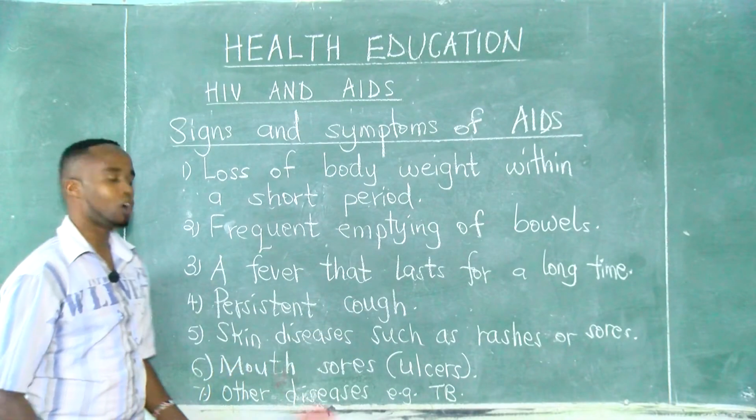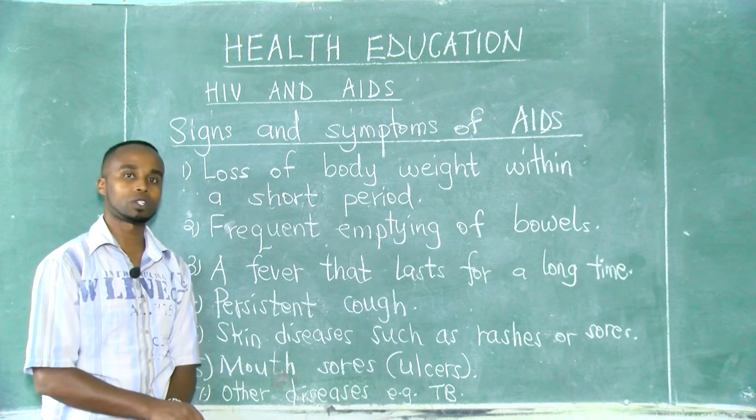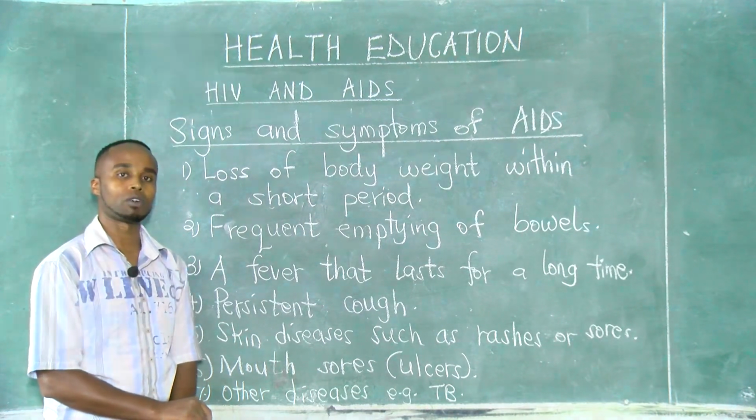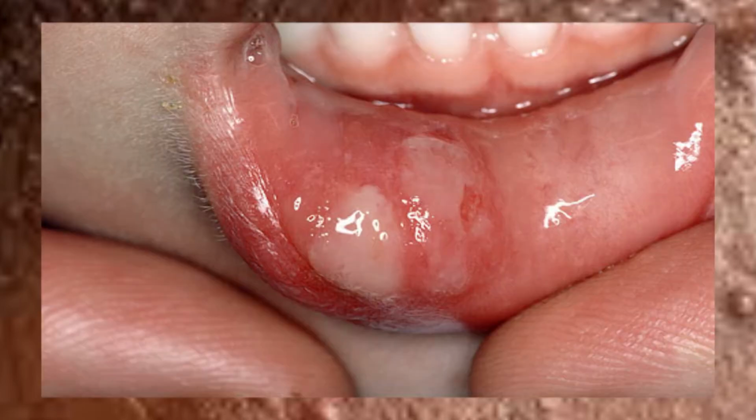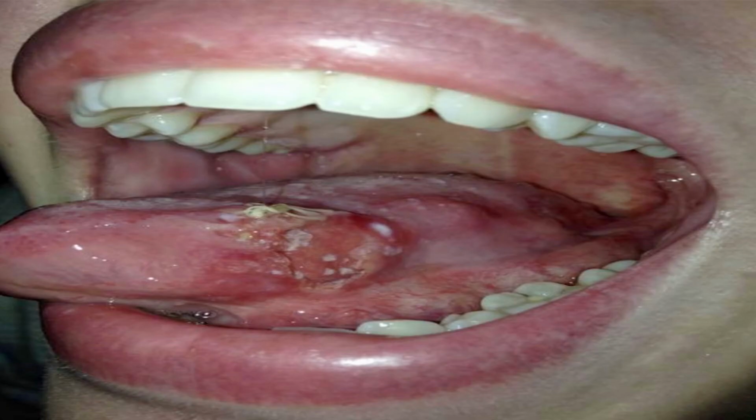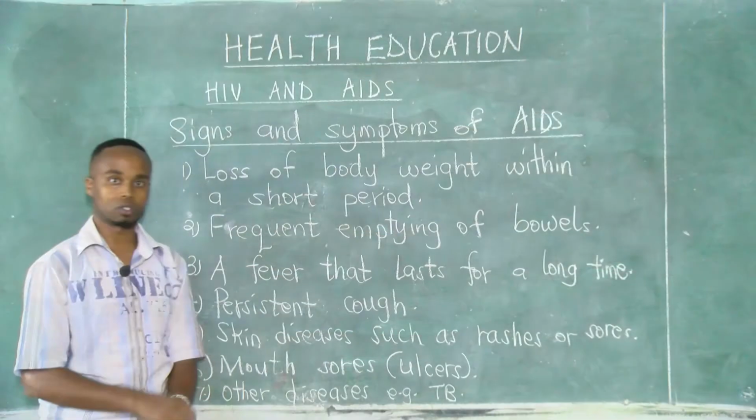Good. Then we have mouth sores. Sometimes you call them mouth ulcers. It's like the ones that you're seeing on your screen. Yes, this is another sign of HIV and AIDS. It's another sign and symptom of AIDS. Mouth ulcers or mouth sores. So, a person who is suffering from AIDS can also develop these mouth sores.